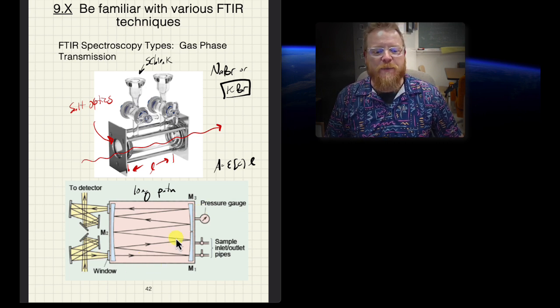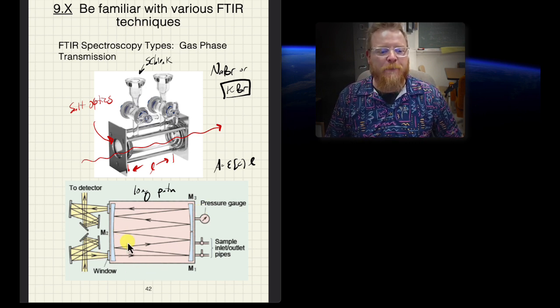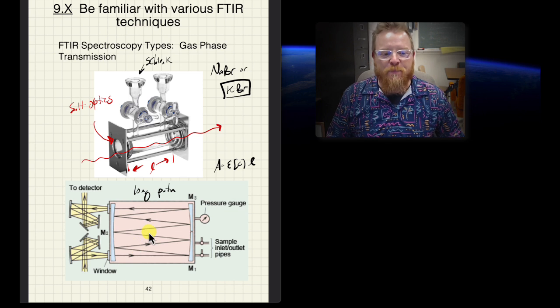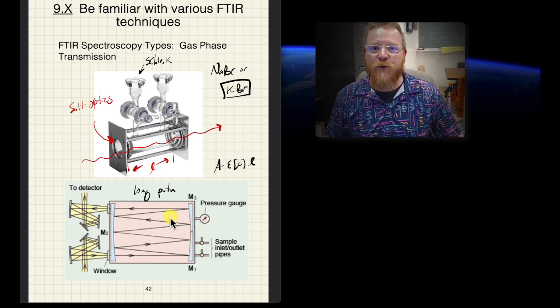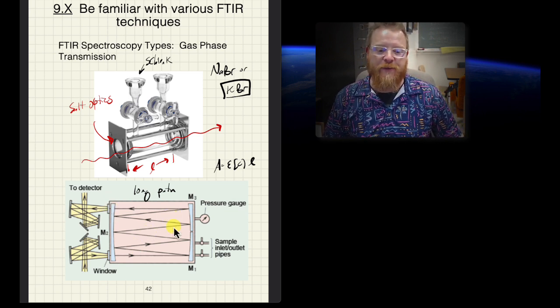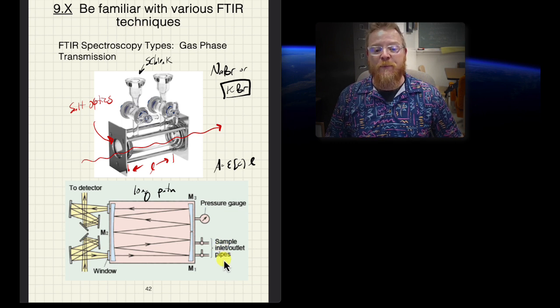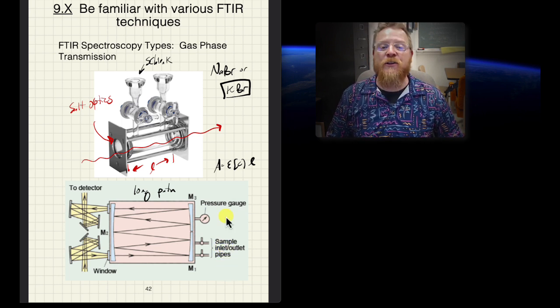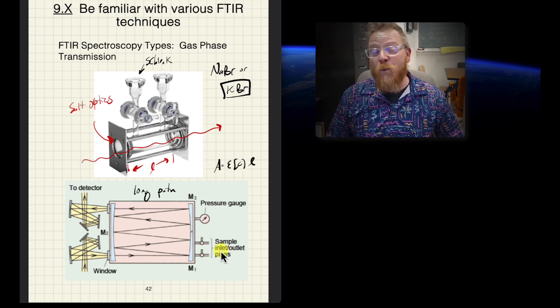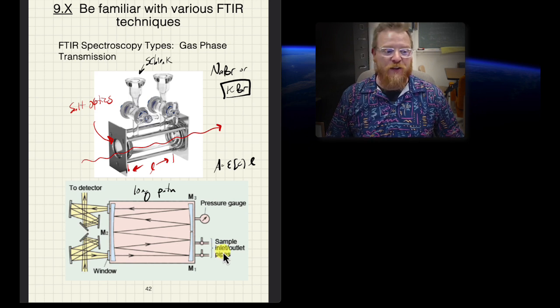And so these will typically have a convoluted set of optics that allow light to bounce around and give you a long path length. And because these are used for gas phase cells, you might even have some that contain pressure gauges or other sample inlets and outlets to be used on a Schlenk line, or even with a pressurized cylinder.